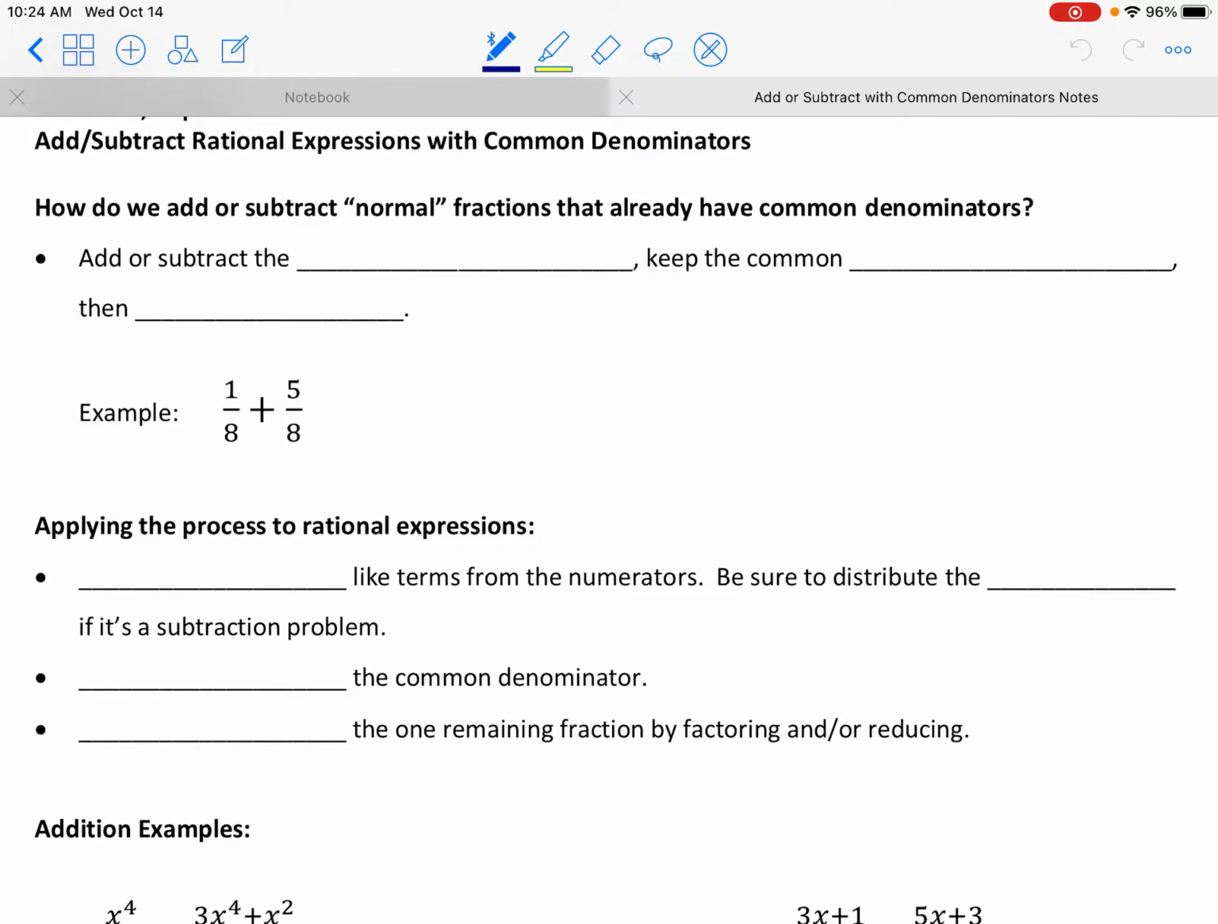Adding and subtracting is going to be more difficult than multiplying and dividing, because when you add and subtract, you have to have common denominators. Okay, that's the bad news. The good news is today we're already going to have common denominators.